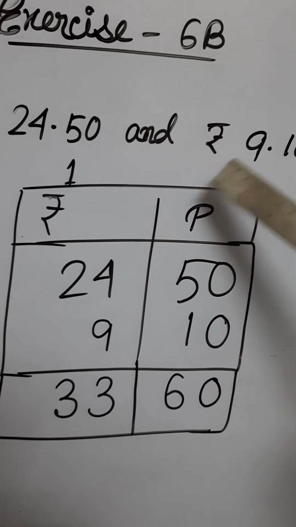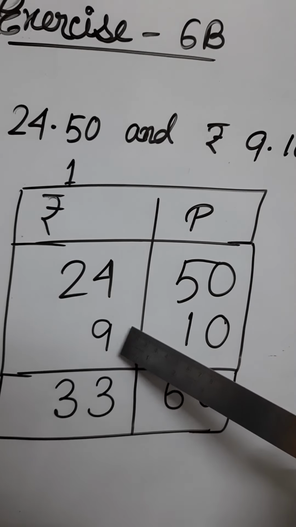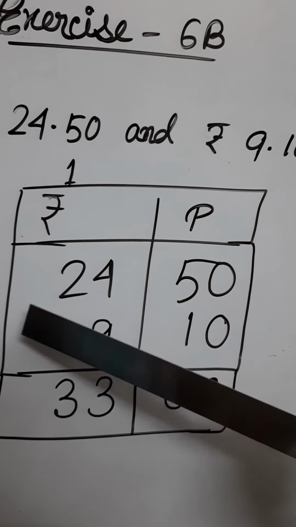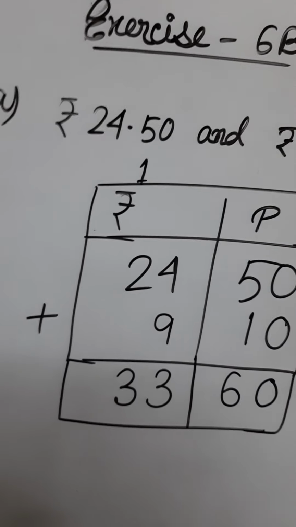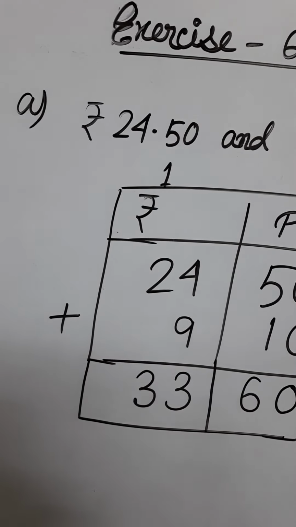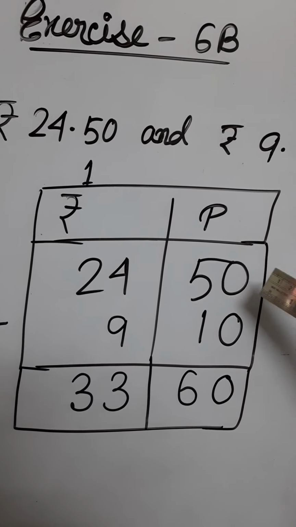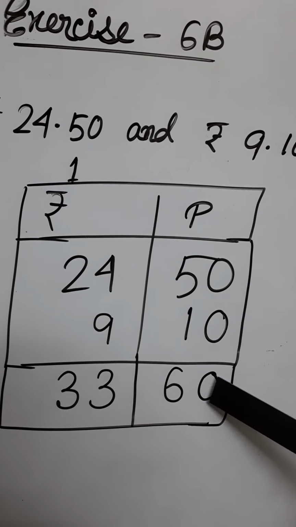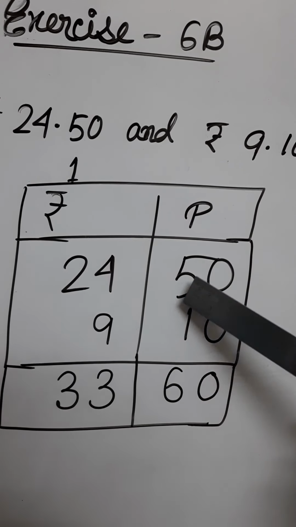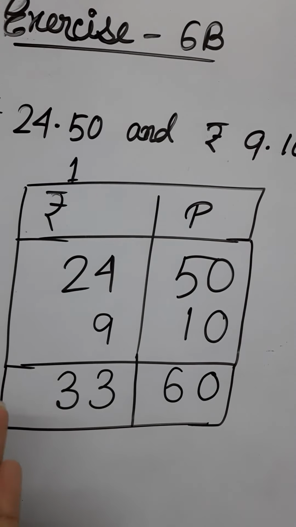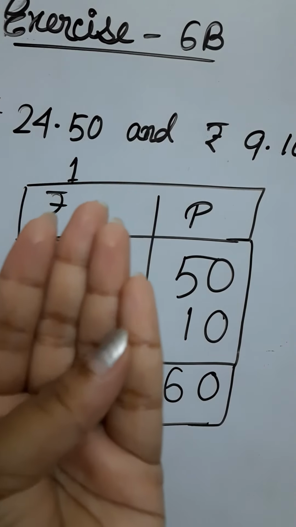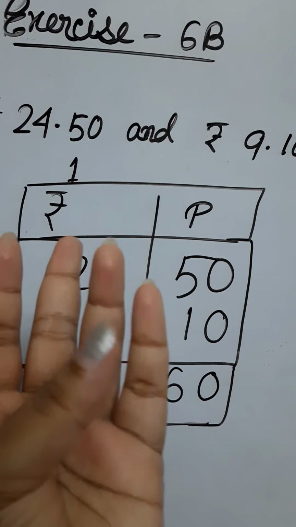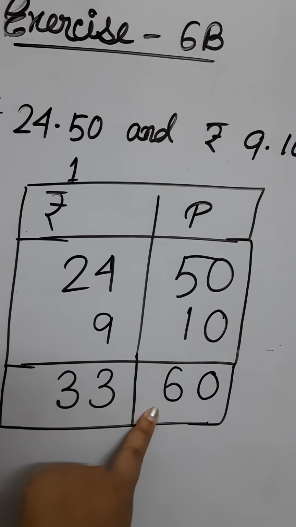Next 9 rupees 10 pies: 9 rupees in the rupees column and 10 pies in the pies column. So we have to add, so I will write the addition symbol also. Here first we have to go to the pies side and solve it. So first it is 0, I will write down the 0. Then 5 plus 1, so we have to count and add it: 1, 2, 3, 4, 5, next one, total 1, 2, 3, 4, 5, 6. So I will write down 6.